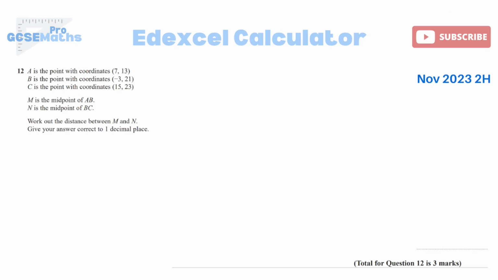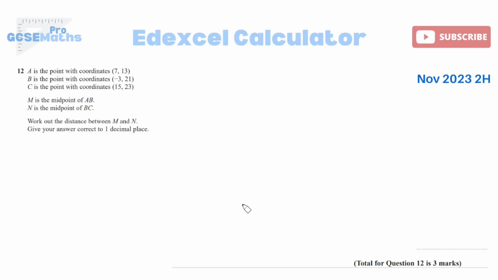We're now skipping to question 12. I've seen a lot of different questions, but generally around some form of coordinate problem. So here we've got A is the point with coordinates 7, 13, B is the point with coordinates minus 3, 21, and C is the point with coordinates 15, 23. M is the midpoint of AB and N is the midpoint of BC. Work out the distance between M and N. Now if they ever say work out the distance between 2 sets of coordinates, it's normally Pythagoras.